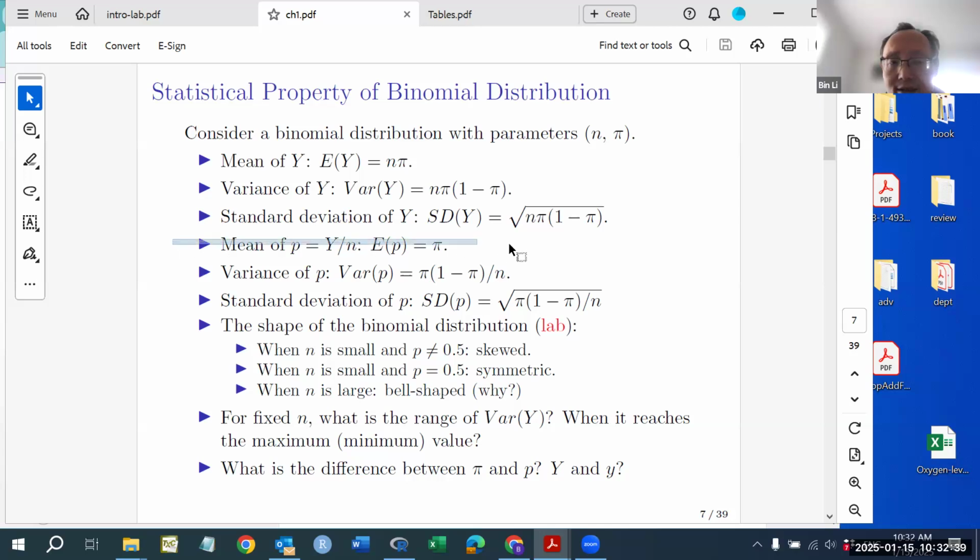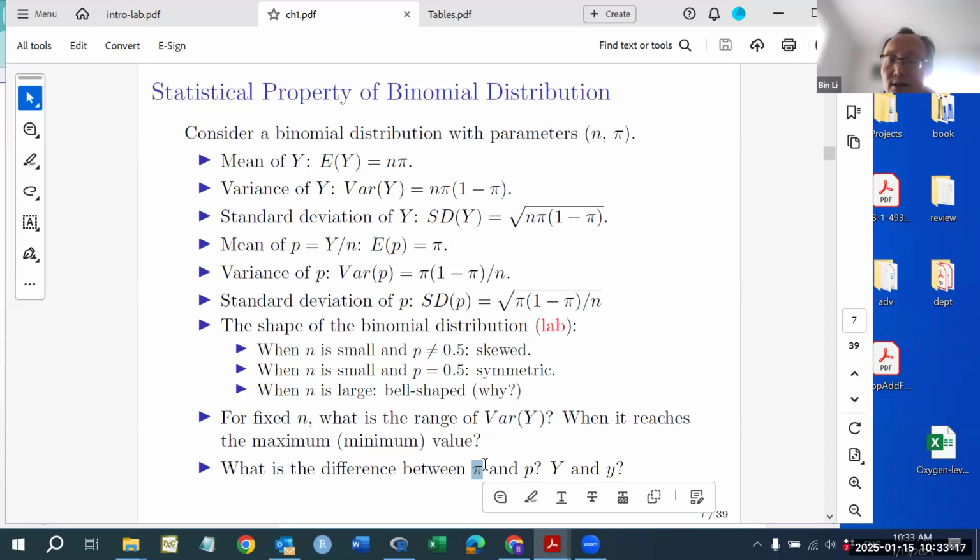And this is the sample estimate of the proportion, the probability of being a success. That's the number of successes divided by the number of trials, okay? The expected value of p should be pi. And the variance for p is equal to this one. And the standard deviation of p is the statistic, right? And pi is the parameter. I mentioned that last time, okay?